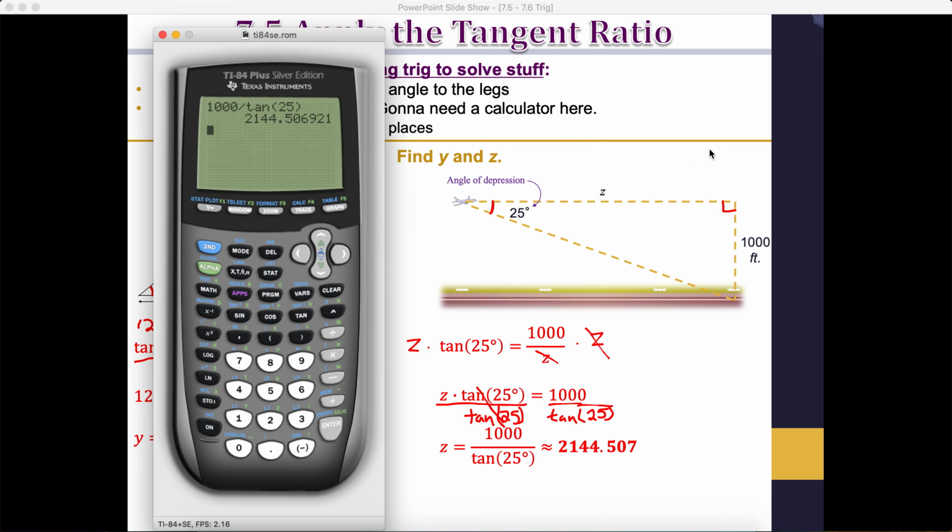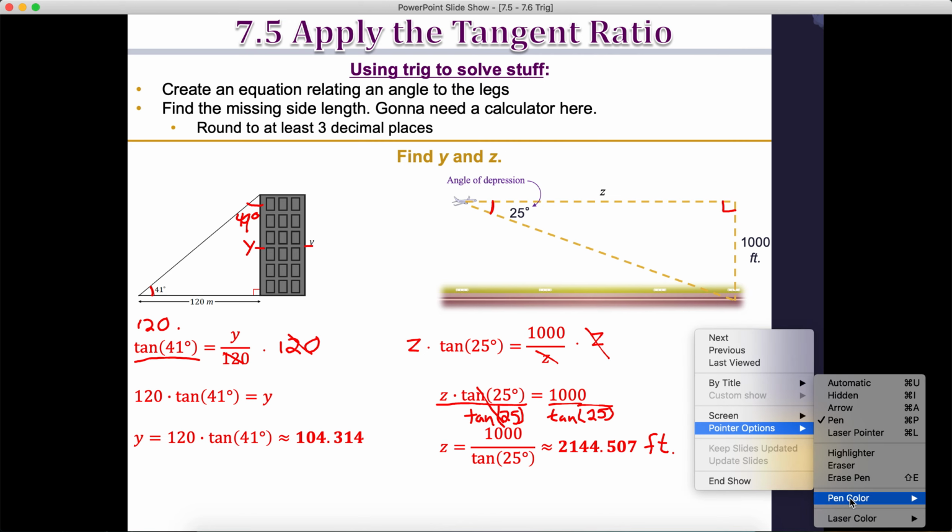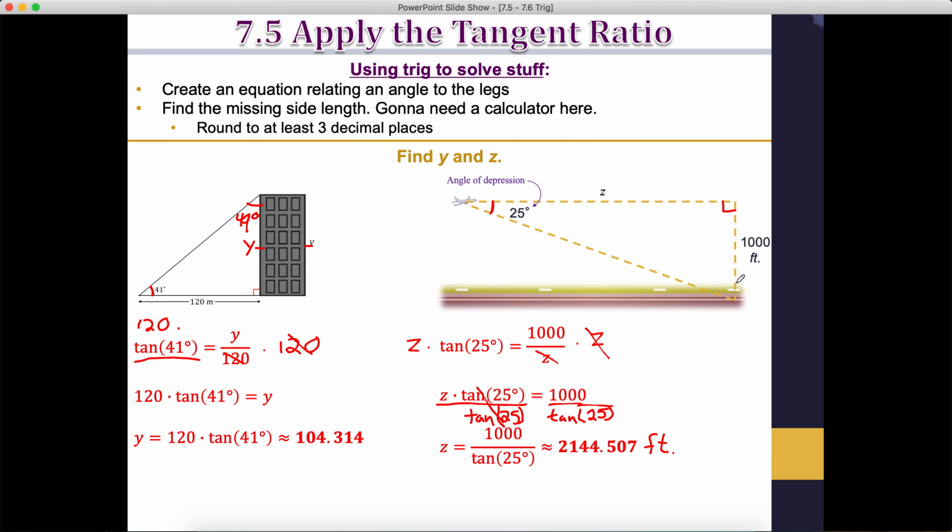2,144.507 feet. 3 decimal places. Feet? Yeah, feet. Great. You might be wondering to yourself, what if... You know what, you're probably not wondering this. But if you were, or if you are now, what if I want to rope the 65 degrees into this? Because if this is 25 degrees, this is 65. Certainly I can make a trig problem with this. And the answer is yes, you can.